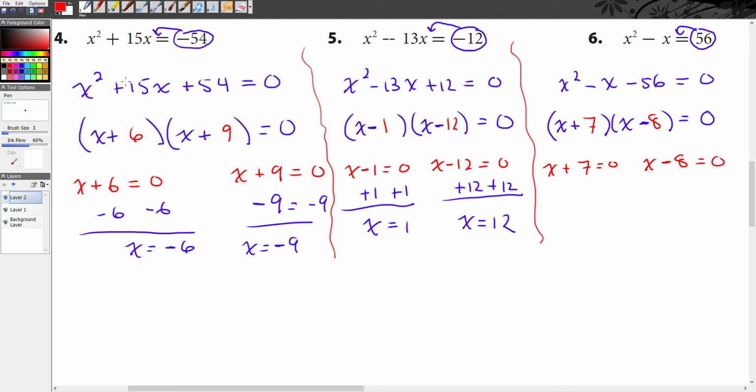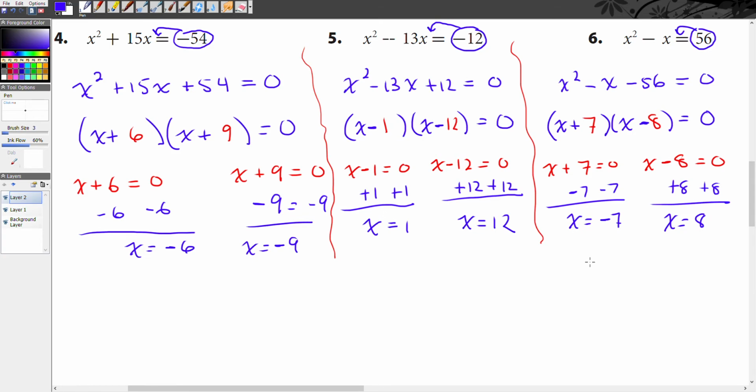And then I solve. But here I have to subtract 7 from both sides, and I get x equals negative 7. And here I have to add 8 to both sides, and I get x equals positive 8. All right, one more example.